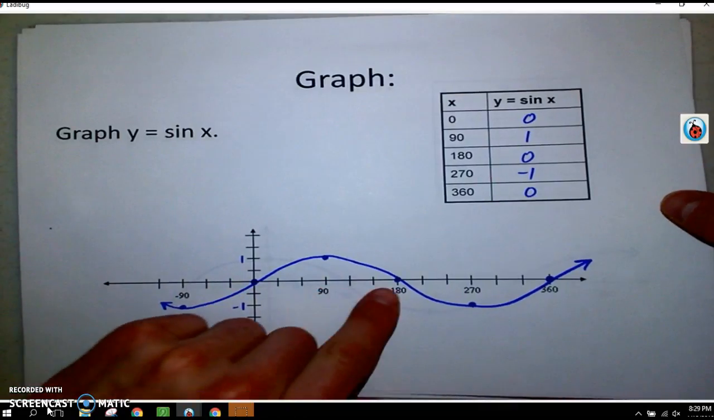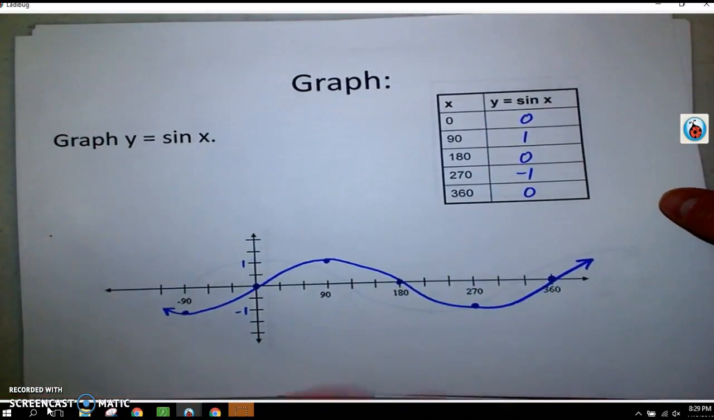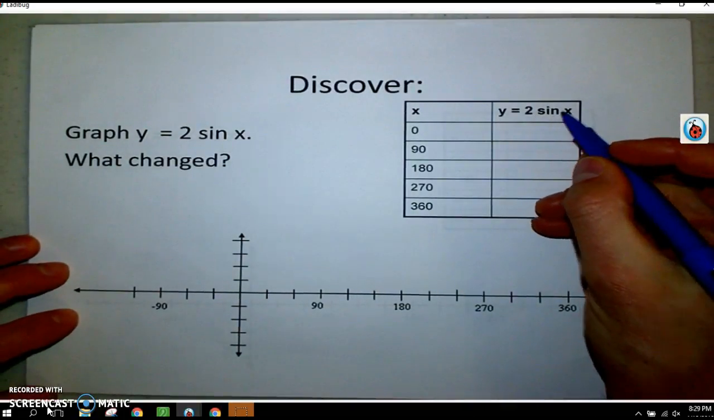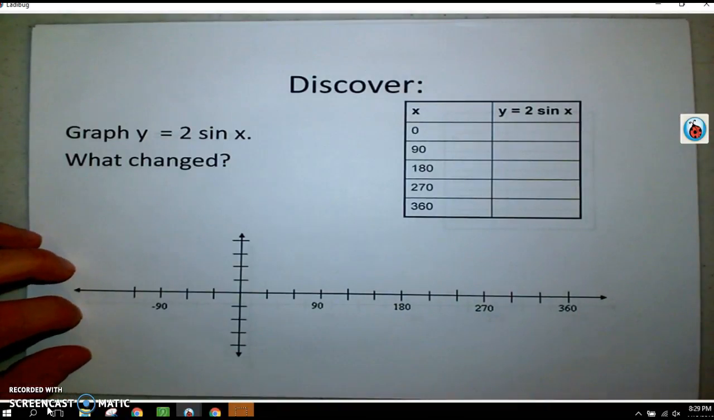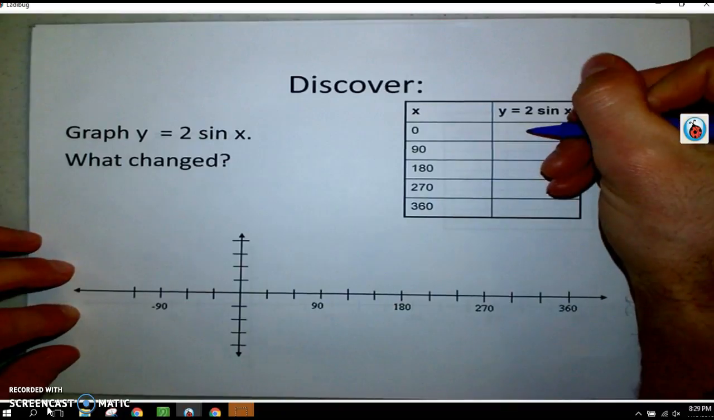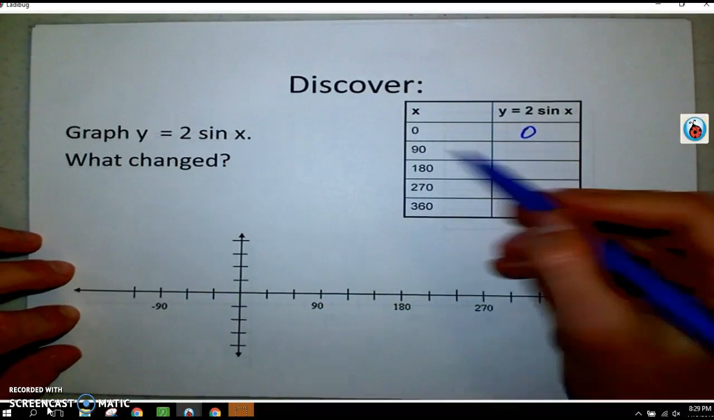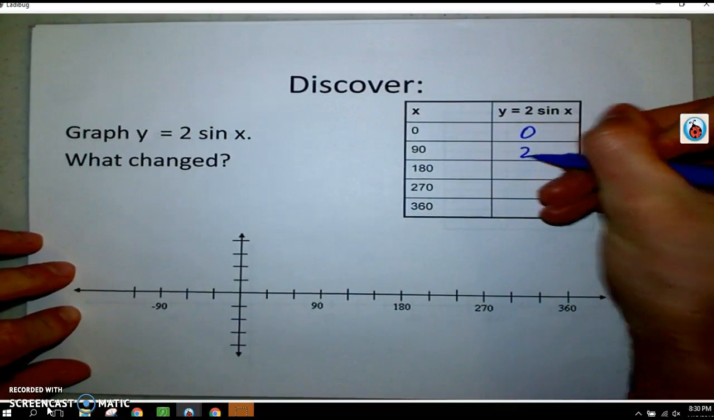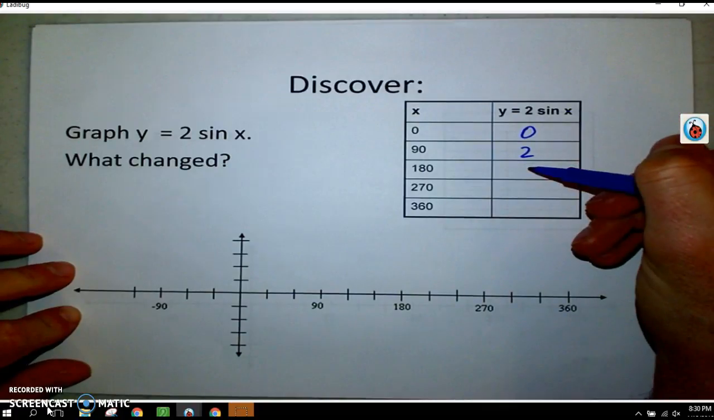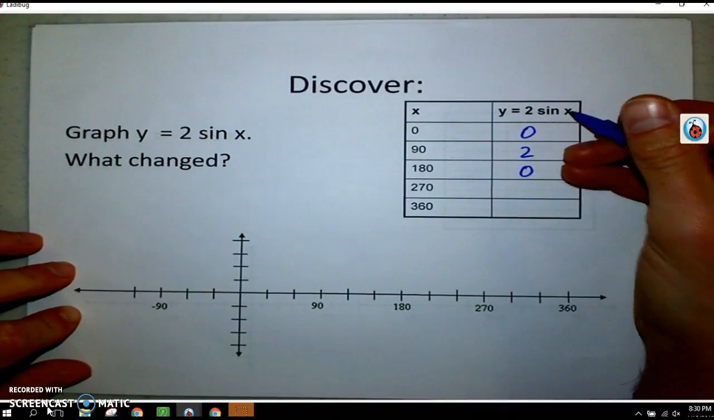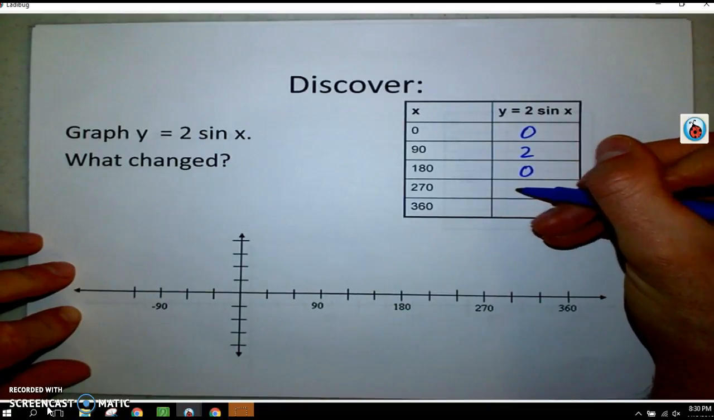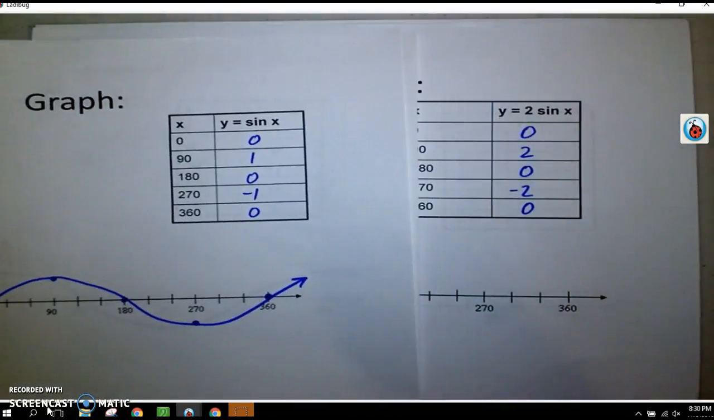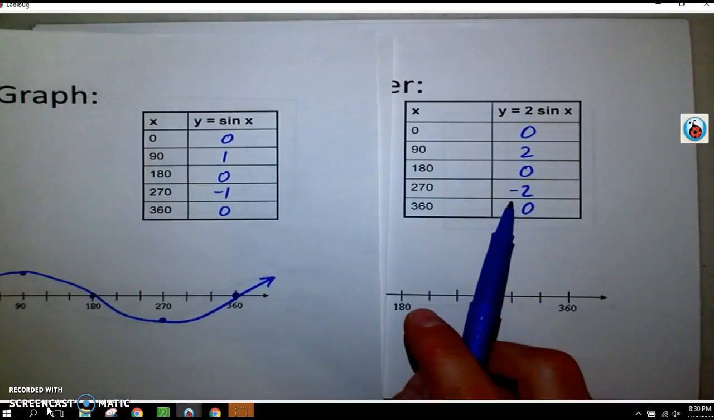0, 0, 90, 1, 180, 0, 270, negative 1, 360, 0, and that would repeat as we go through. What you're going to notice with 2 times sine of x is that essentially all of those y values will just double. So 0 times 2 is still 0, but sine of 90 is 1, and 1 times 2 is 2. Sine of 180 is 0, 0 times 2 is still 0. Sine of 270 is negative 1, negative 1 times 2 is negative 2. And 360 will still be 0. So if I compare this to my parent function, you're just noticing that the y values have doubled.